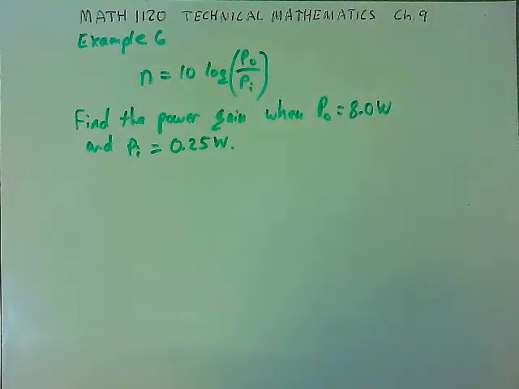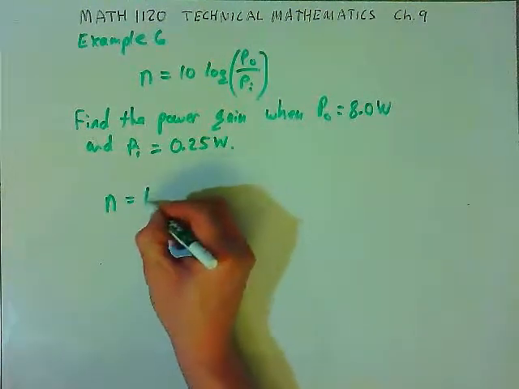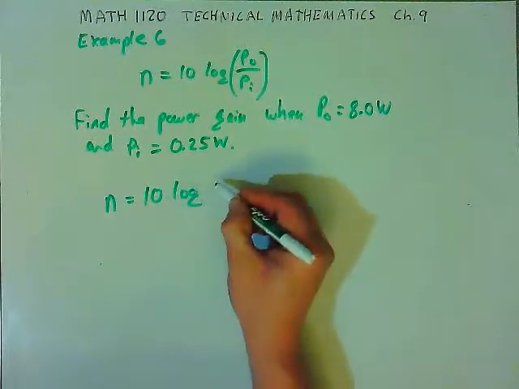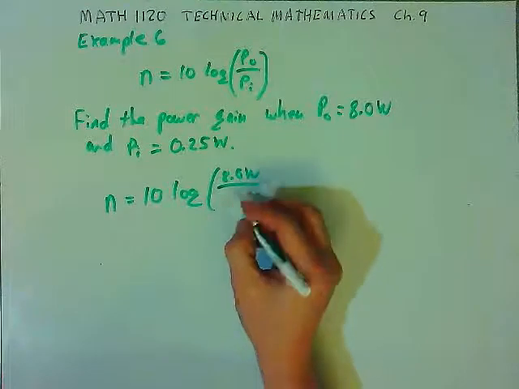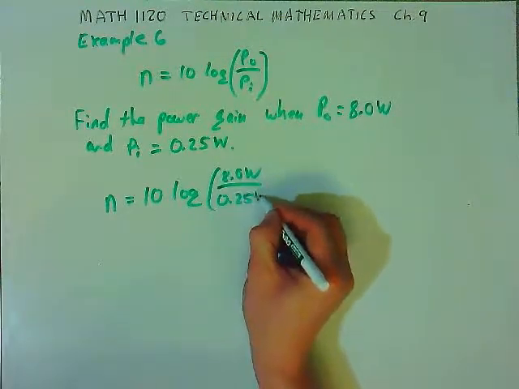This is example 6. It says that the power gain or loss for an electrical circuit, an amplifier, or some other electrical device is defined as 10 times the logarithm of the output power divided by the input power. And so it says find the power gain, which would be in decibels, when the output power is 8 watts and the input power is 0.25 watts. So the power gain would be 10 times the logarithm of the output power, which is 8 watts, divided by the input power, which is 0.25 watts.